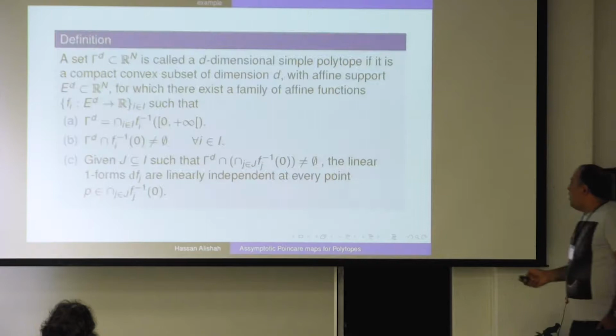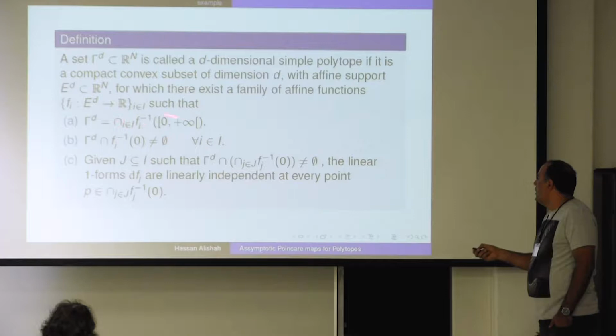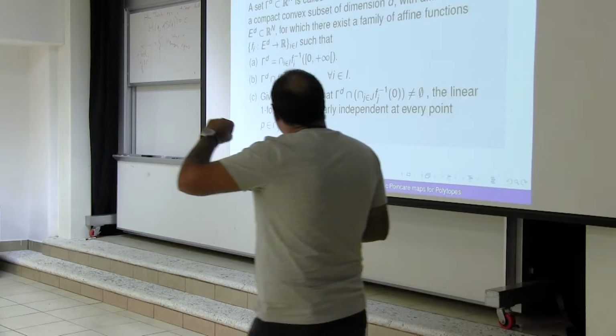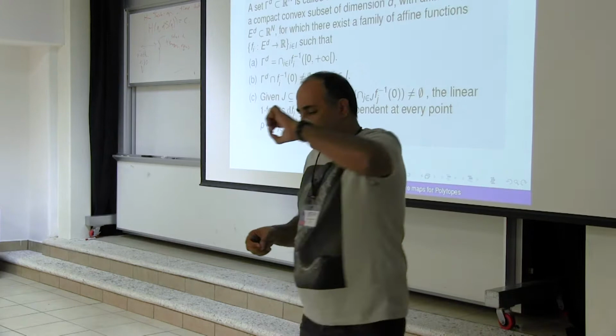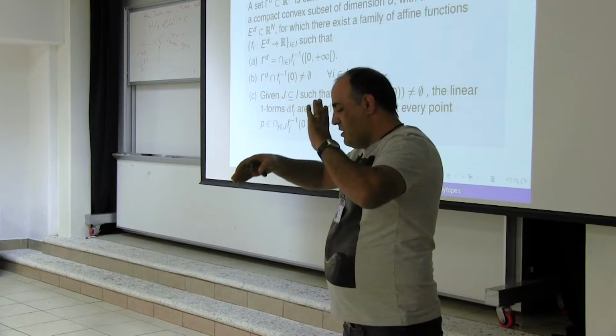First of all, what I mean by polytope is just an intersection of the inverse images of the positive half-line under some defining functions. We also put in a linear independence condition so that a d-dimensional polytope is a simple polytope. So at one vertex you have d edges exiting, and the distances from the faces give a local coordinate system near the vertex.